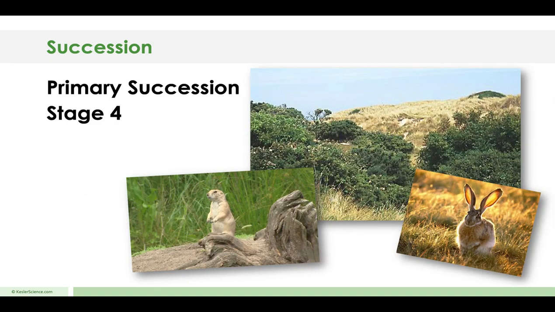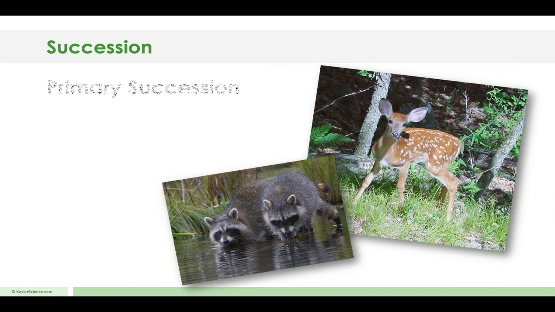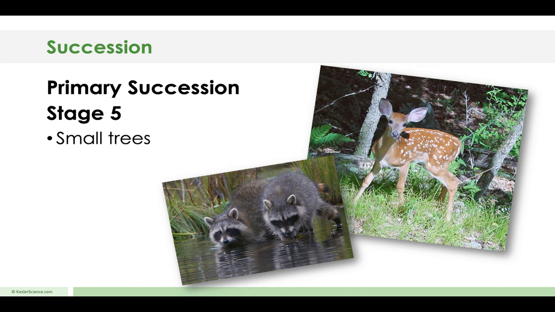In the fourth stage of primary succession, we start to get small brushes and shrubs and things like that, and some smaller animals start to move in. In the fifth stage of primary succession, we have small trees. These are not very big, tall trees with deep roots. These are just small, like saplings. And we start to see some larger animals move in when some of the trees start to develop.